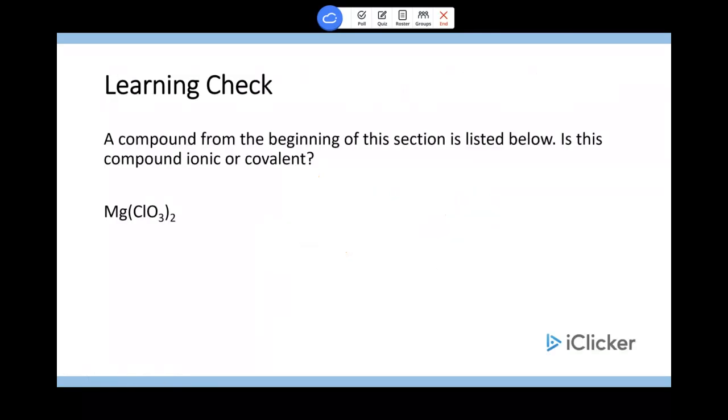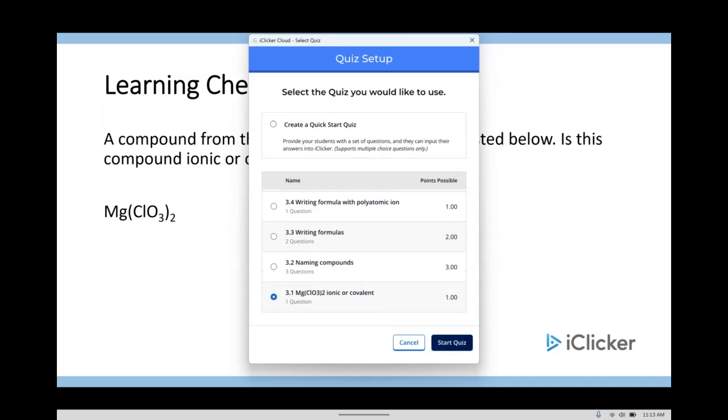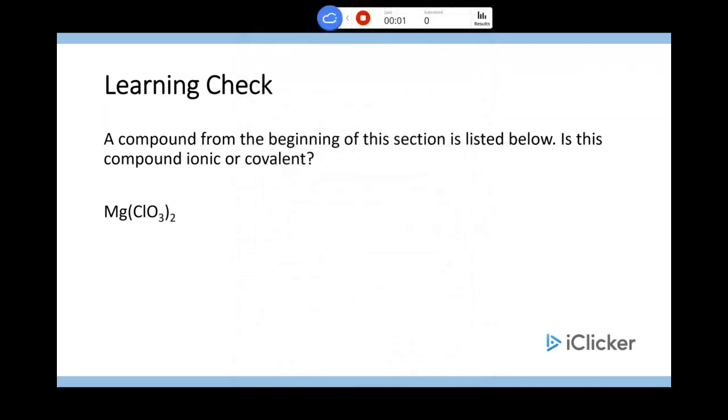Okay. This one is just a quick iClicker here, one of the compounds from the first slide where we were looking at the two different compounds. Is this one an ionic compound or a covalent compound?